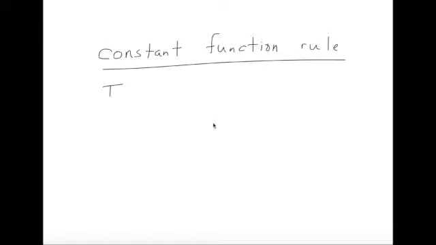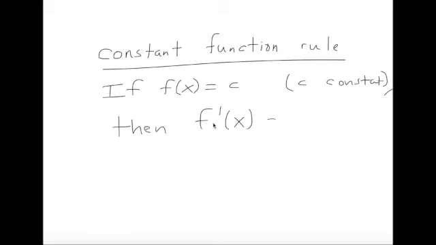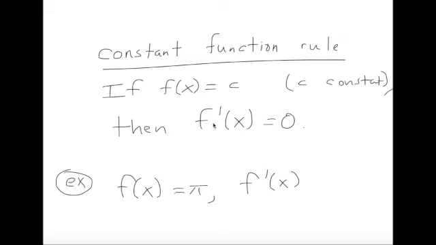So this gives us the constant function rule that says if f of x is equal to a constant function, f prime of x is equal to 0. So, for example, what if f of x is equal to pi? Then f prime of x is equal to 0 because pi is just a constant number.